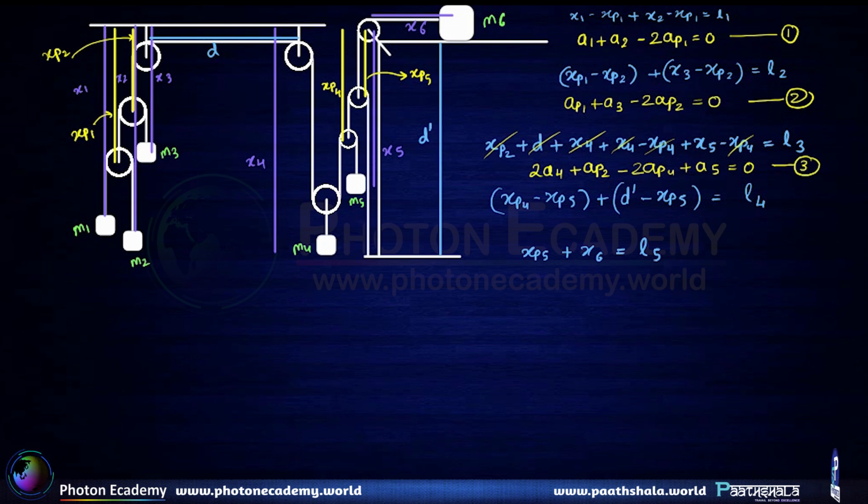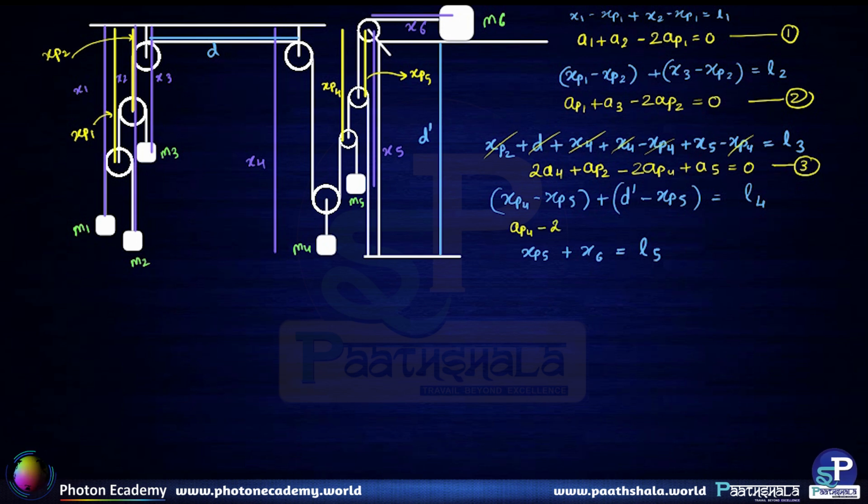On double differentiating this fourth equation, we get ap4 minus 2 times ap5 equal to 0. So this is the fourth equation. On double differentiating the final equation, we get ap5 plus a6 equal to 0. So this is the fifth equation.